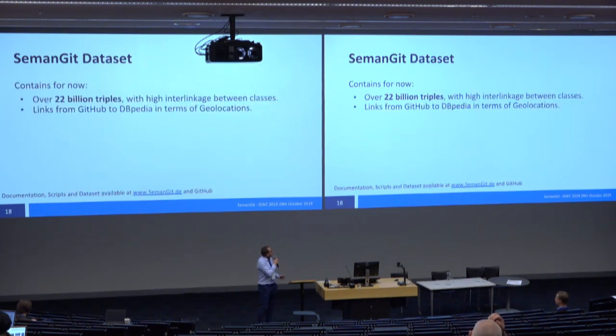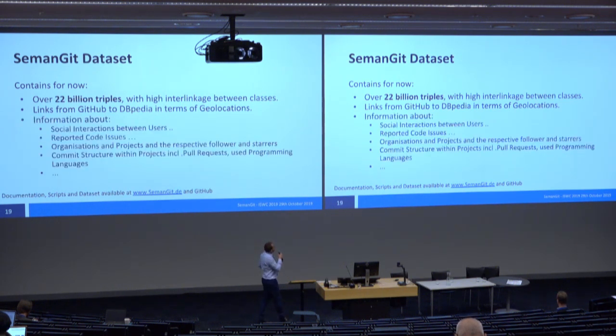We already enriched our dataset by providing links from GitHub to DBpedia in terms of geolocations, so we can access cities that users provided or their nationalities, their states. And this data set contains information about the social interactions between users, reported code issues, organizations and projects, and the respective followers and starers, and even the commit structure within projects, including pull requests, used programming languages, etc.